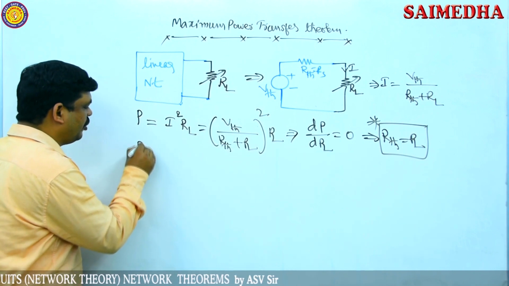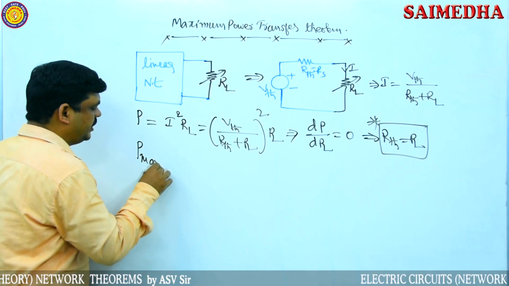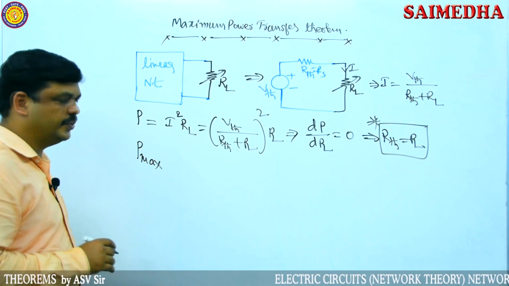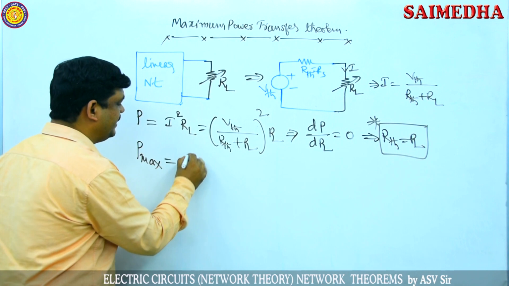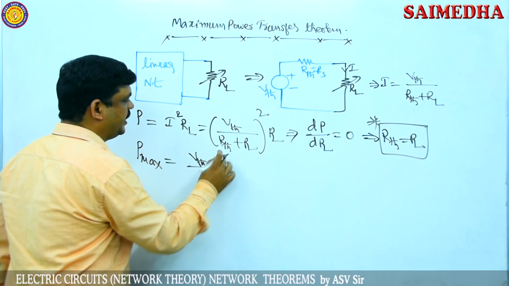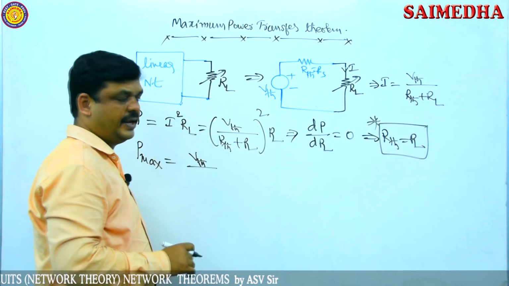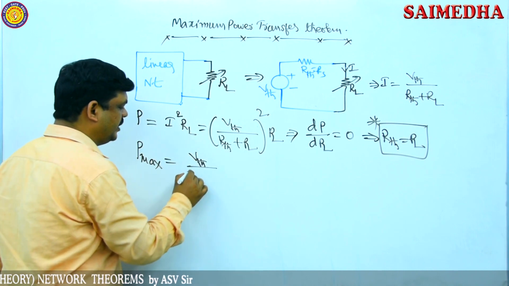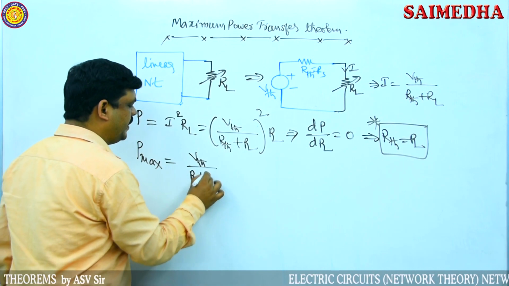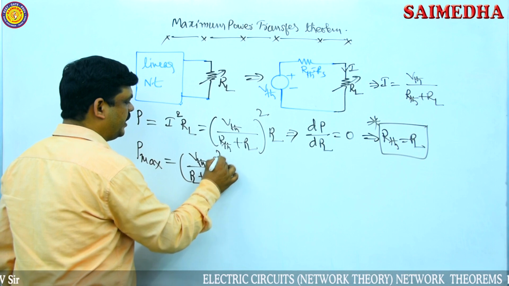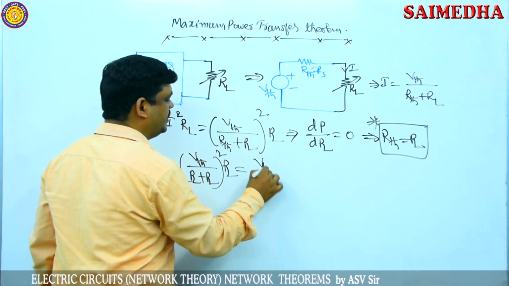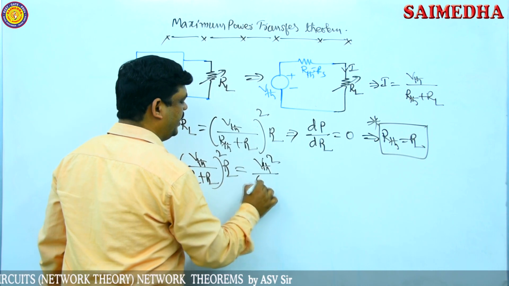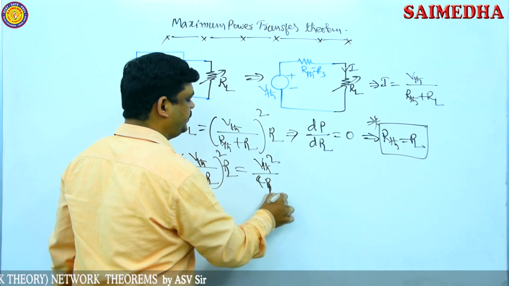Now I am writing that maximum power. P max is equal to the power formula, this equation. In this equation, I substitute R Thevenin equal to RL. So it gives RL plus RL, whole square, into RL. If you simplify this, it directly gives V Thevenin square by 4 RL.